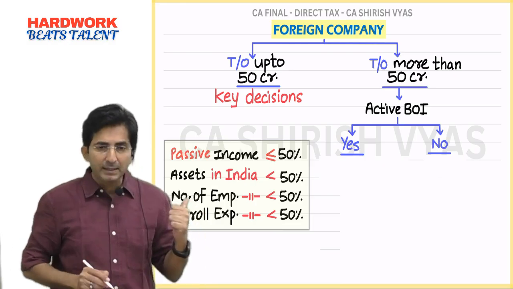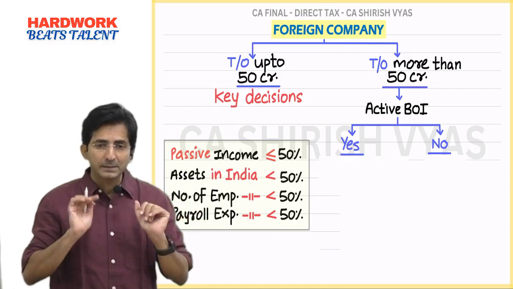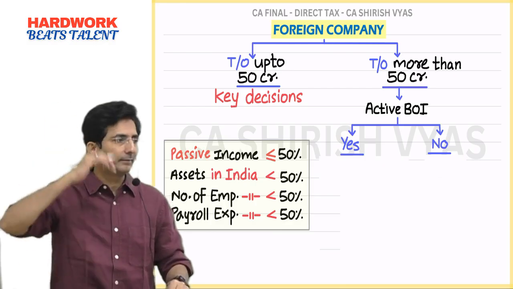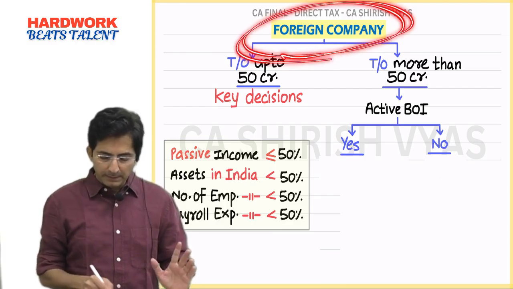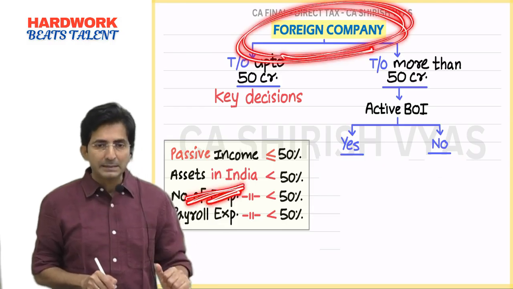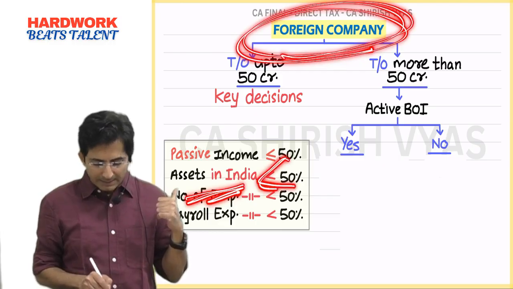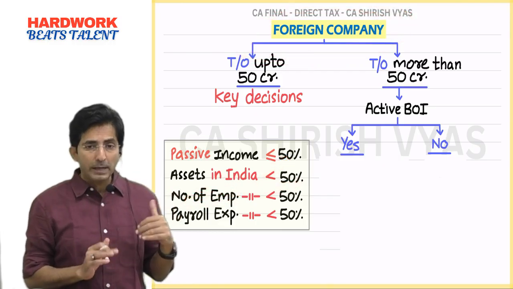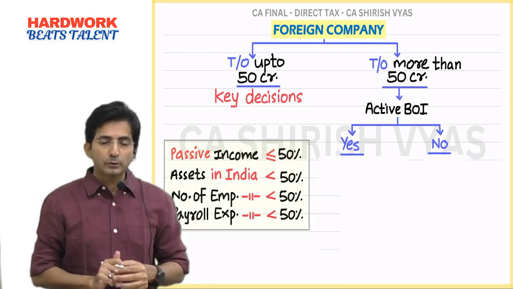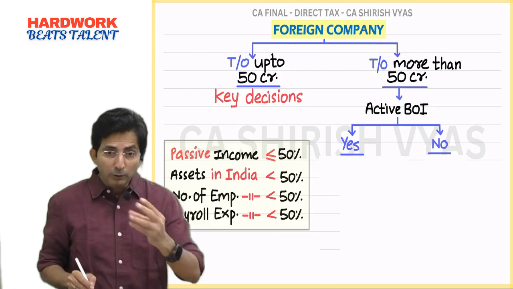Then, the second condition: assets in India should be less. So, where should your assets be more? Outside. A foreign company is basically from outside, right? So in India, should they have more assets or less? Can you see the sign? It's the less than sign, because in India they should have fewer assets. So tell me, where are the majority of assets? Outside. So see, slowly you're getting the feeling.